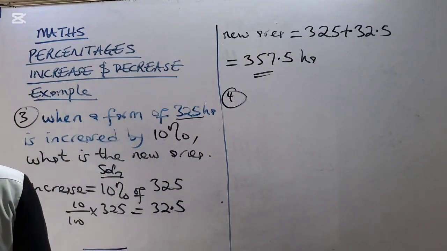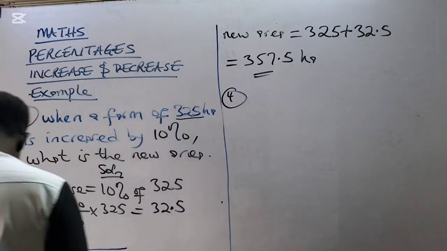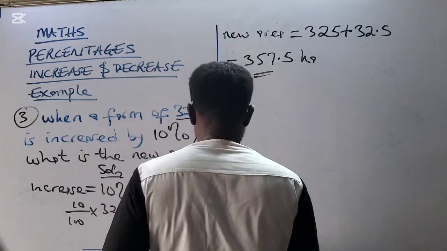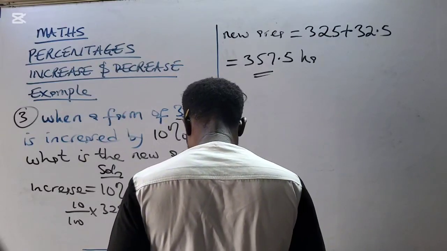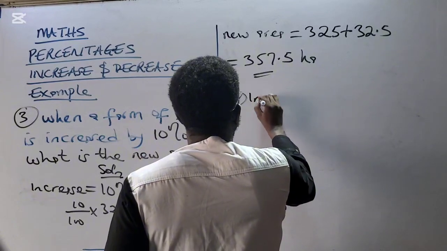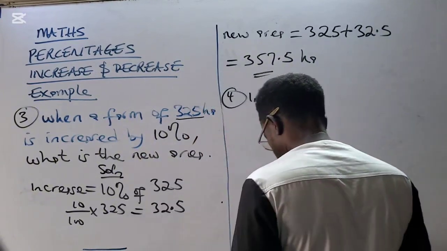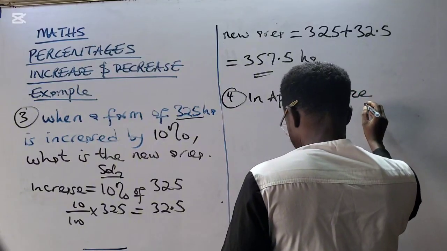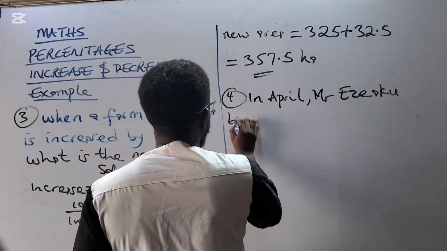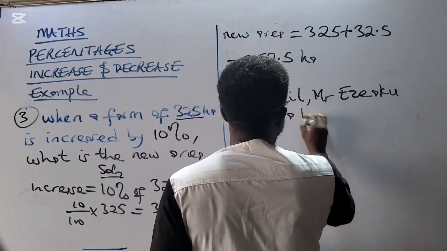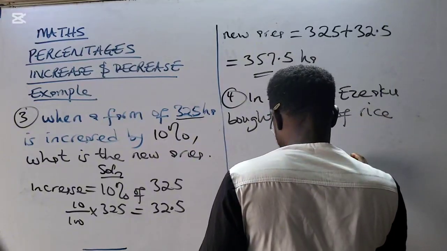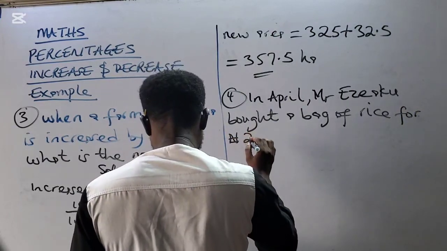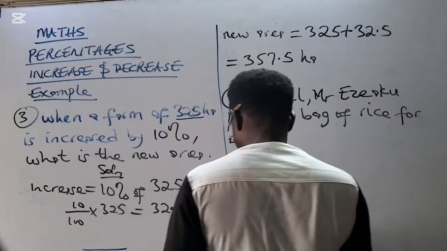Let's see a more tricky question. In April, Mr. Isiaku bought a bag of rice for 2,400 naira.